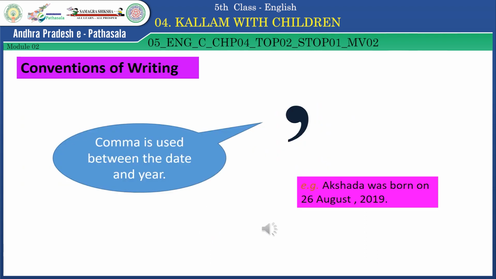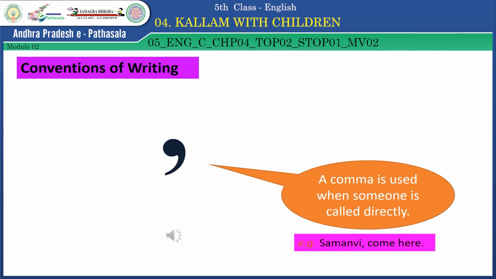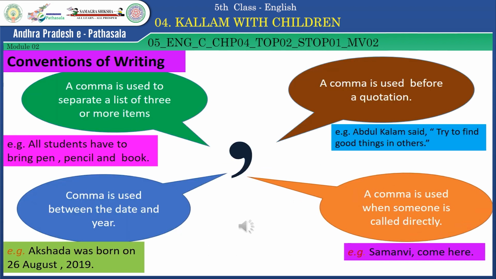A comma is used between the date and year. For example, Akshada was born on 26th August, 2019. One more usage for comma. A comma is used when someone is called directly. For example, Samanvi, come here. Observe the uses of comma once again. A comma is used to separate a list of 3 or more items. A comma is used before a quotation. A comma is used between the date and year. A comma is used when someone is called directly.